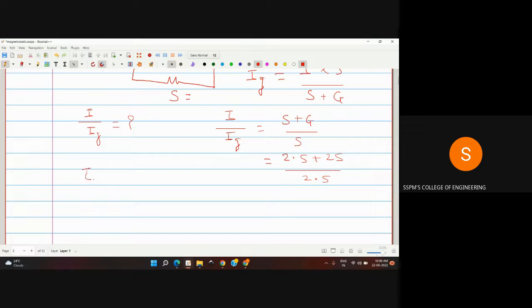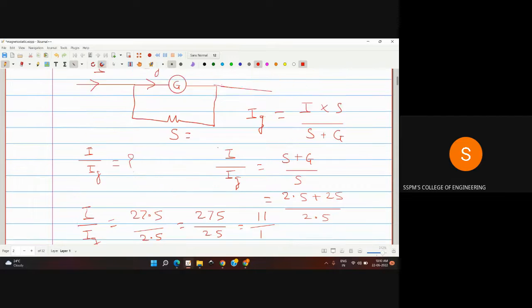So I upon Ig is equal to 27.5 divided by 2.5, or you may write 275 divided by 25, isn't it? So what is 275 divided by 25? 25 into 1 is 25, and 25 into 1 is 25. म्हणजे इथे 11 येणार. So what is the ratio I to Ig? I to Ig is 11 divided by 1.